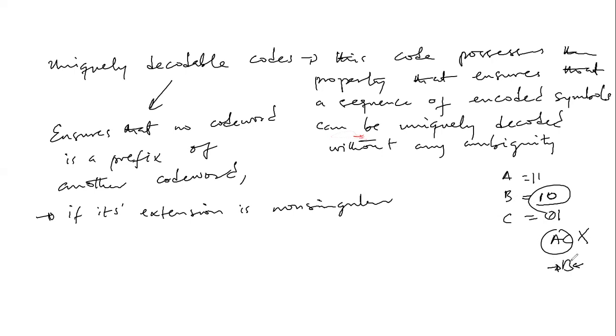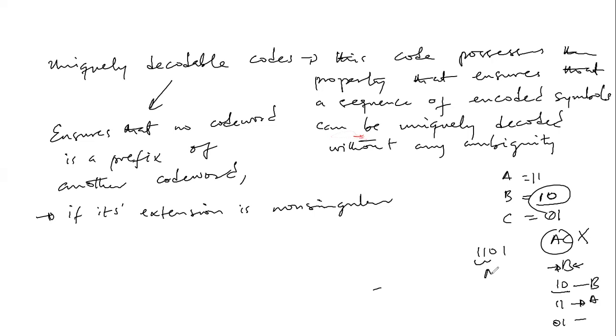So should I receive 1, 0, for instance, automatically my receiver knows that this is symbol B. What if I receive a 1, 1? Then I know it is A. If I should receive a 0, 1, then it means... So now, what if we have an extension of this? So 1, 1, 0, 1, okay?